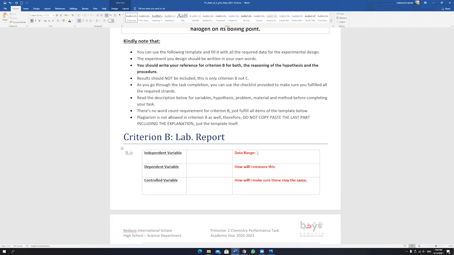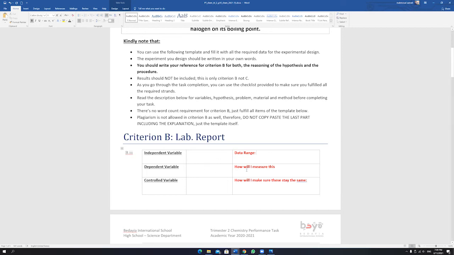Independent, dependent and controlled variables are things that we took from grade 5, I think. So the data range is basically how many times you are going to repeat your experiment, how many trials, and taking an average of them, because if any errors happen in the middle, the average will eliminate these errors.